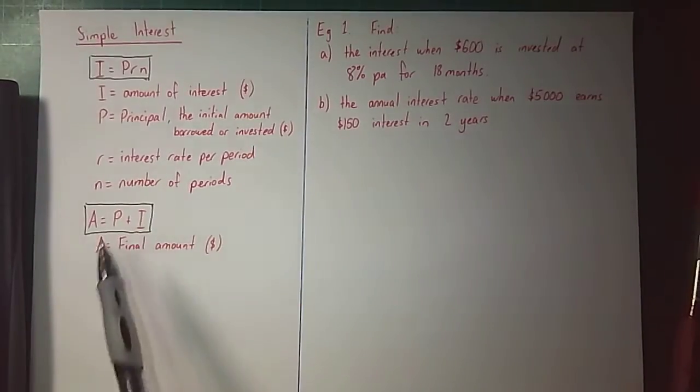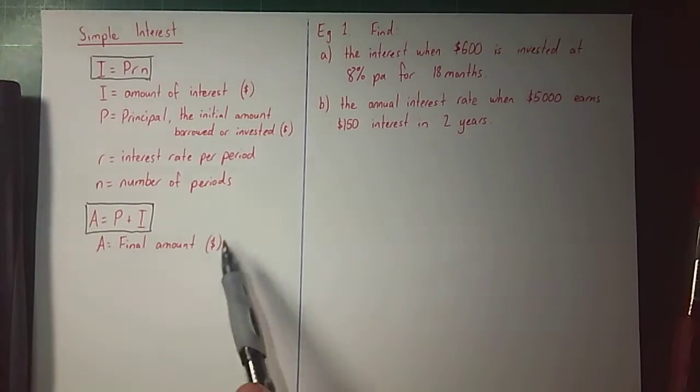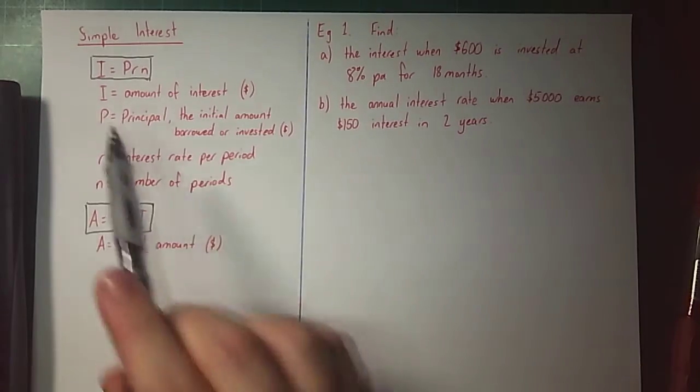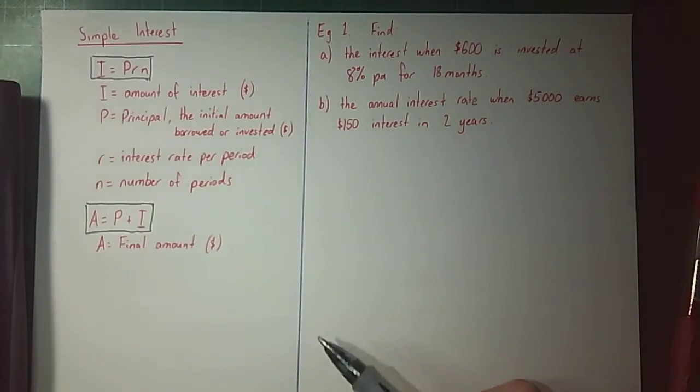And the other formula is A equals P plus I. So that means that the A is the final amount in dollars, is equal to the principal plus the interest, which is what we can calculate using this formula.